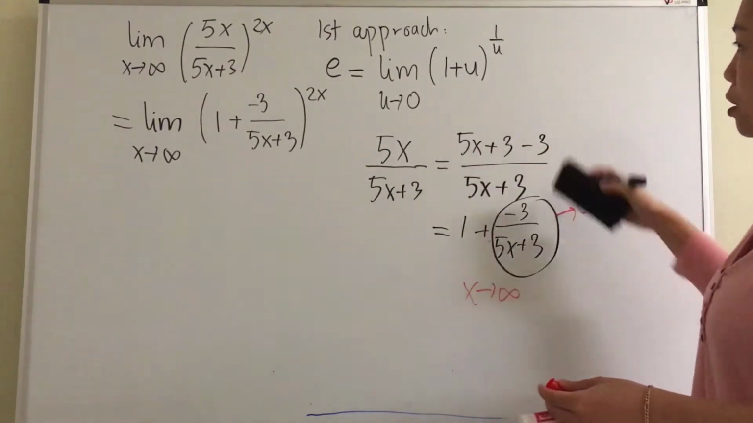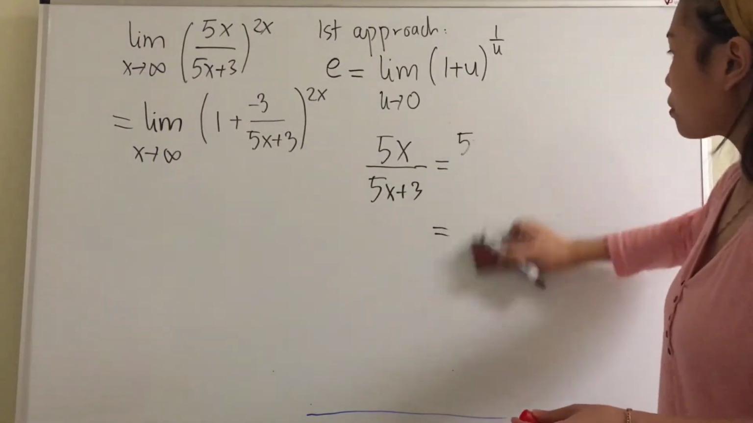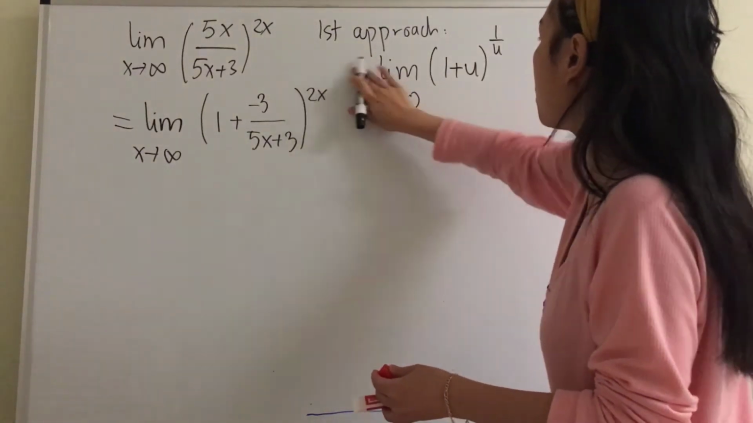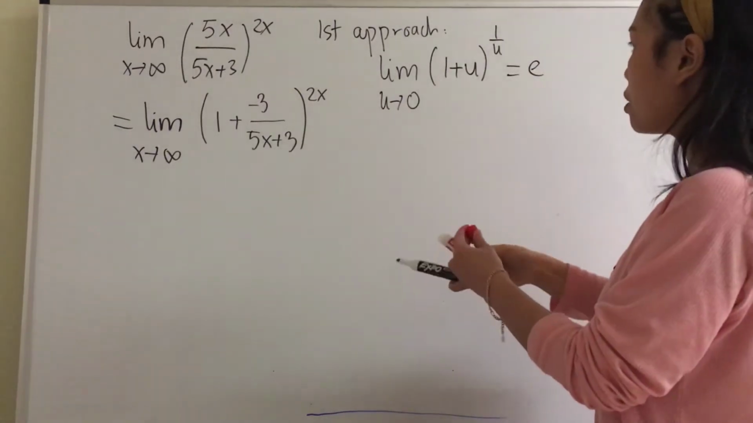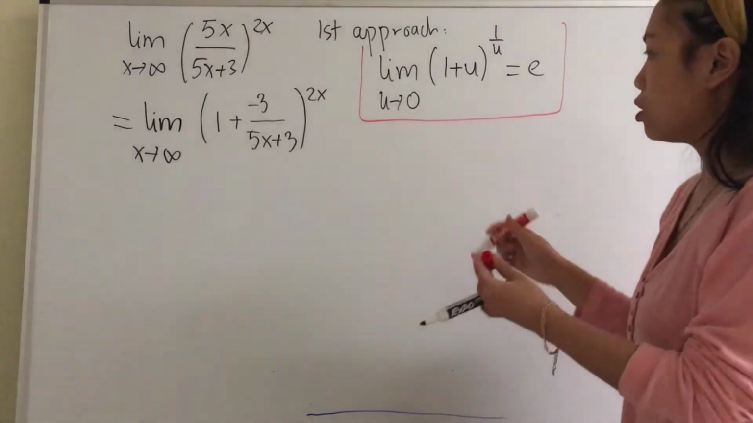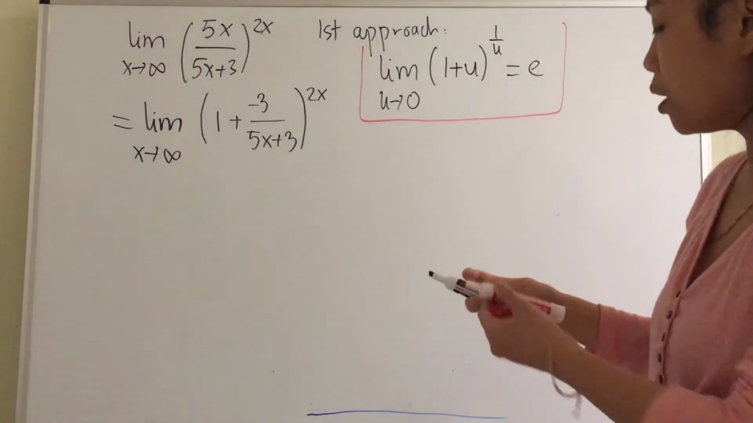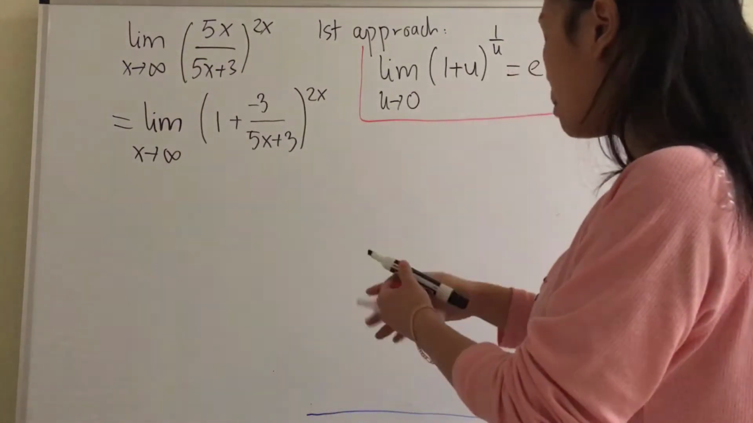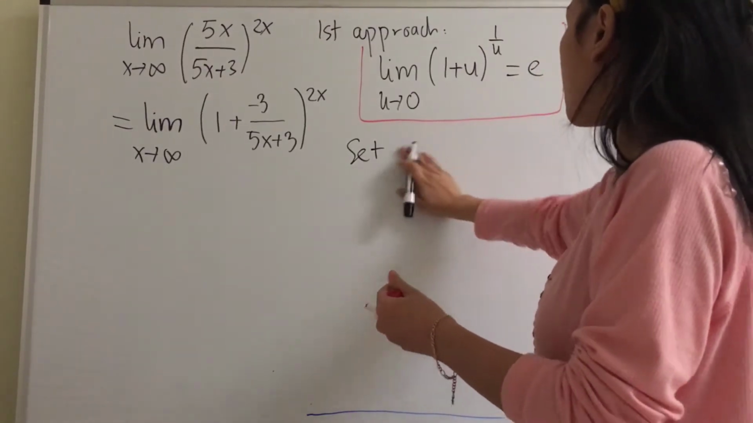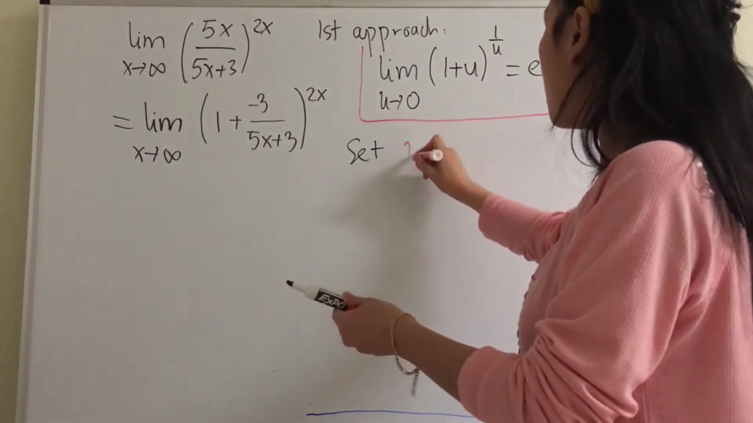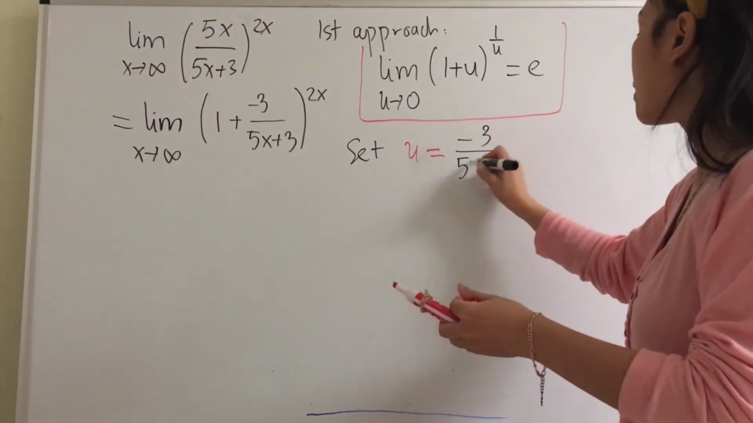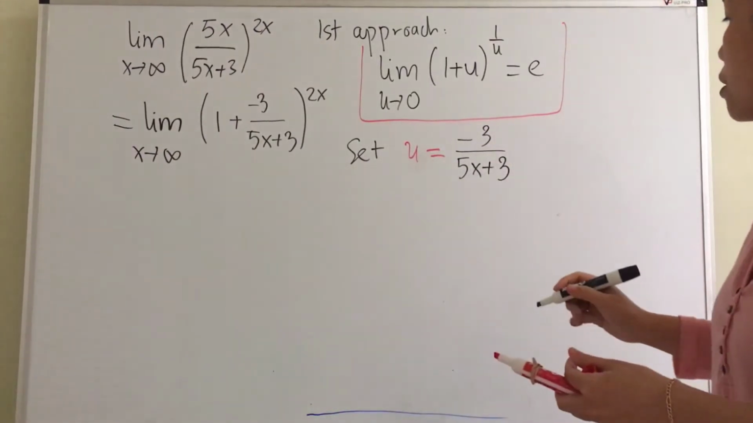Now I'm going to erase this one, okay? And I'm going to box this one. I want you to see this is the number e. Let me box this one first so that we are not confused between these two. Alright, so here I'm going to set u equal to negative 3 over 5x plus 3. You see that? 5x plus 3.